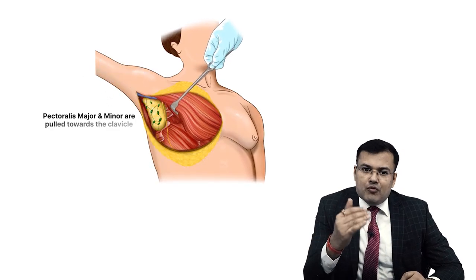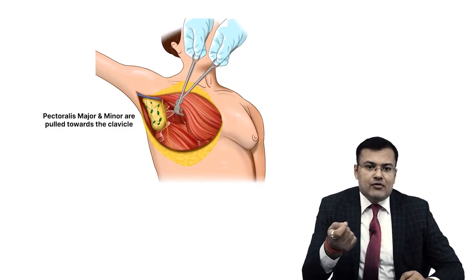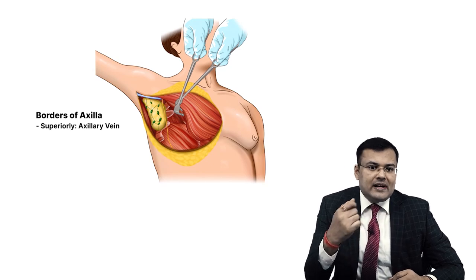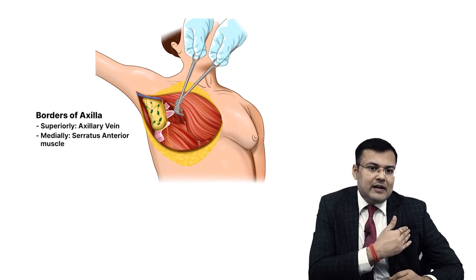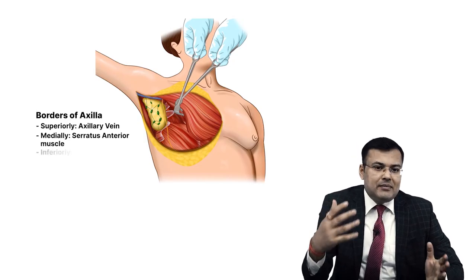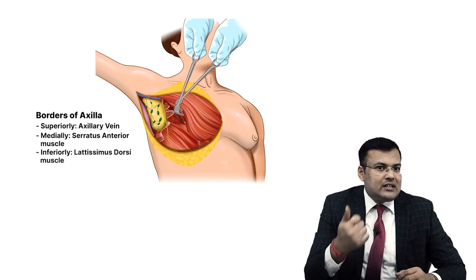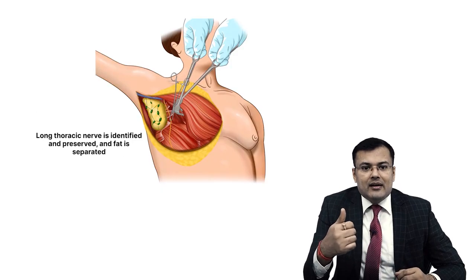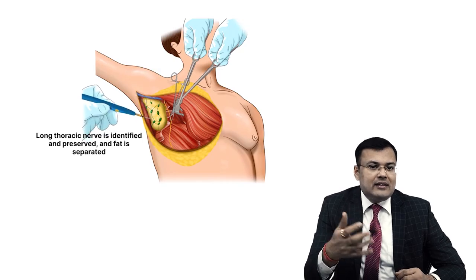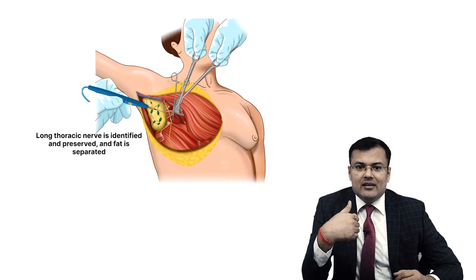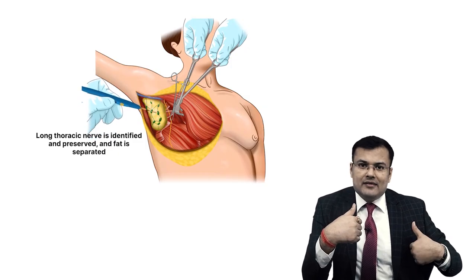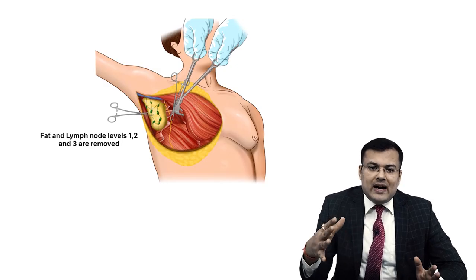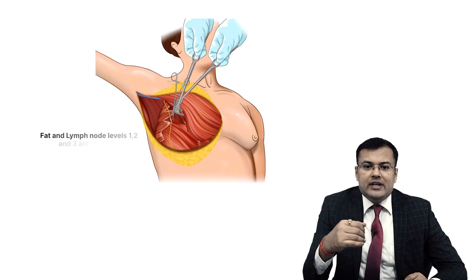Apart from this, if you are removing the lymph node, for removal of lymph node, you can see that pectoralis major and minor has been retracted. See the borders of axilla. Superiorly, axillary vein. Medially, there is serratus anterior muscle. And inferiorly, you can see latissimus dorsi. Clear? After that, you can see there is a nerve which is supplying the serratus anterior, the long thoracic. It is retracted. And I'm going to dissect the fat. Fat is dissected and lymph node is removed. You can see here, fat and lymph node level 1, 2, 3 is removed.